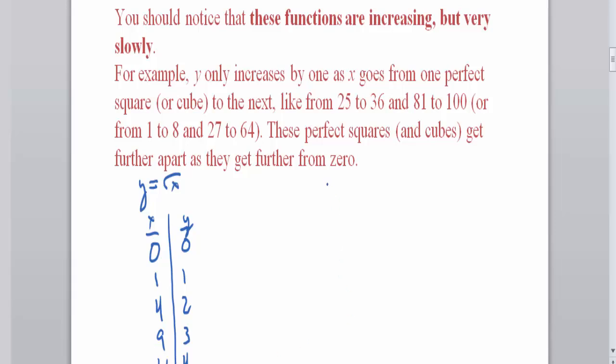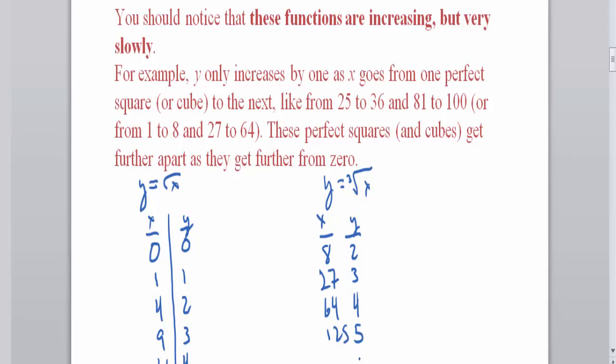And then the same thing is going to occur with the cube root graph. If you had the graph of y equals the cube root of x, again, 0, 0 works, 1, 1 works, but then y isn't going to be 2 until x is 8, and y isn't going to be 3 until x is 27, because the cube root of 27 is 3, and then y isn't going to be 4 until x is 64, and y isn't going to be 5 until x is 125.